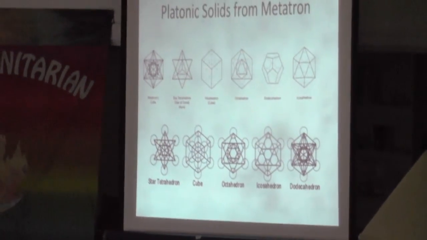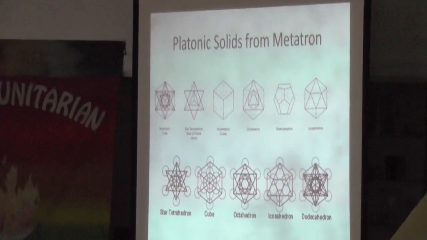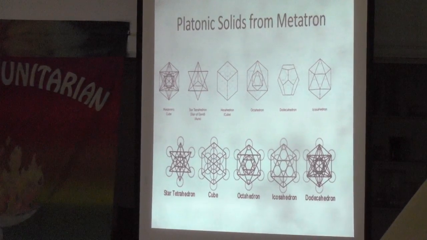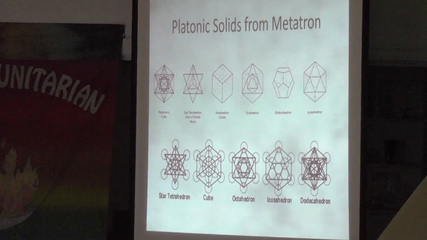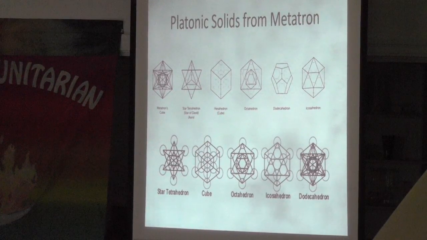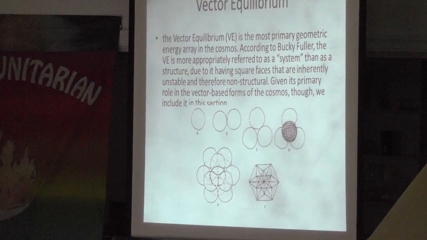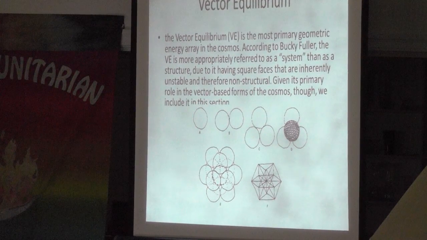So here we have the platonic solids finally. Right at the top, the star tetrahedron is not a platonic solid, but platonic solid means all the angles are the same, all of the points touch a sphere, and all of the faces have the same surface area. There are other categories, though, that platonic solids could fit into.